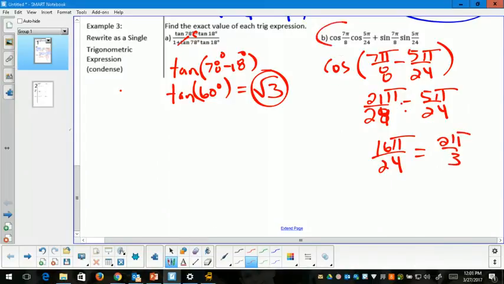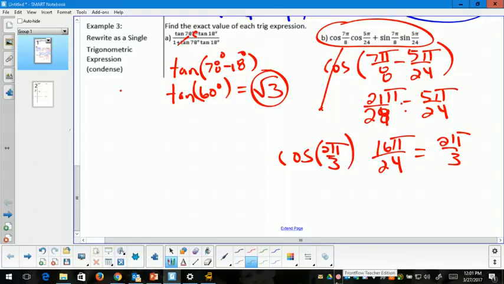So really, all of this is the same as the cosine of 2 pi over 3, which we can grab right off of our unit circle. The cosine of 2 pi over 3 is negative 1/2. So these two examples, and example 3, are about identifying which identity you're using and using it to go to the other side to actually subtract or add the angles and evaluate it on the unit circle.